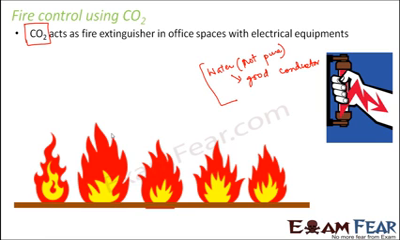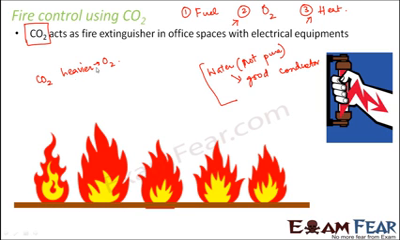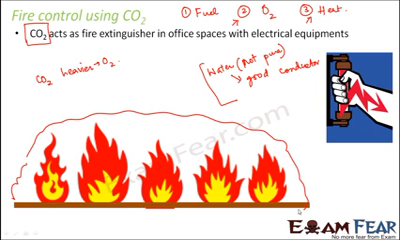Now for this fire, as I said again, there are three criteria for combustion. The first is fuel, the second is oxygen or air, and the third is heat. Water acts as a fire extinguisher because it attacks the third criterion, but carbon dioxide attacks the second criterion. Because carbon dioxide is a gas and oxygen is also a gas, carbon dioxide is heavier than oxygen. Since it is heavier, it settles down. As a result, carbon dioxide acts as a blanket surrounding the entire substance.